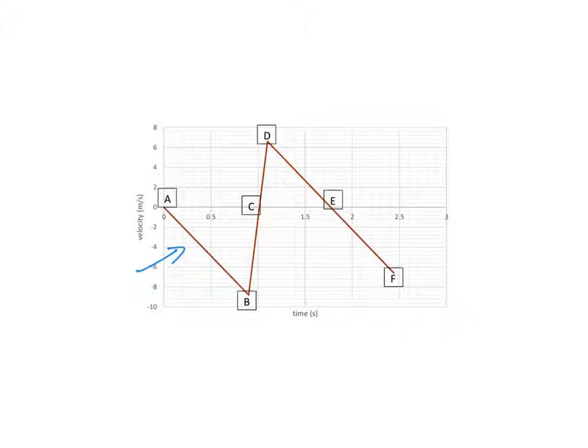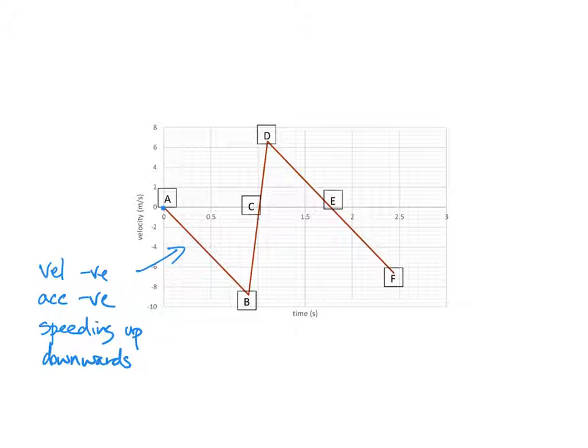the ball was dropped, so the velocity started at 0 up there, and then it increases in a negative direction. So the velocity is negative, it's sloping down the way, so the acceleration is negative, i.e. it's speeding up in a downward direction. So this is a ball falling.